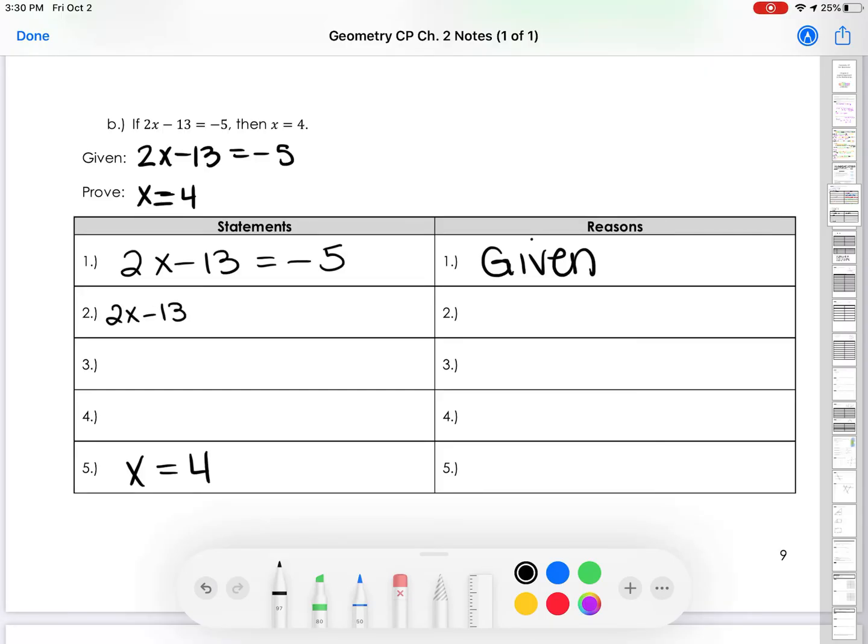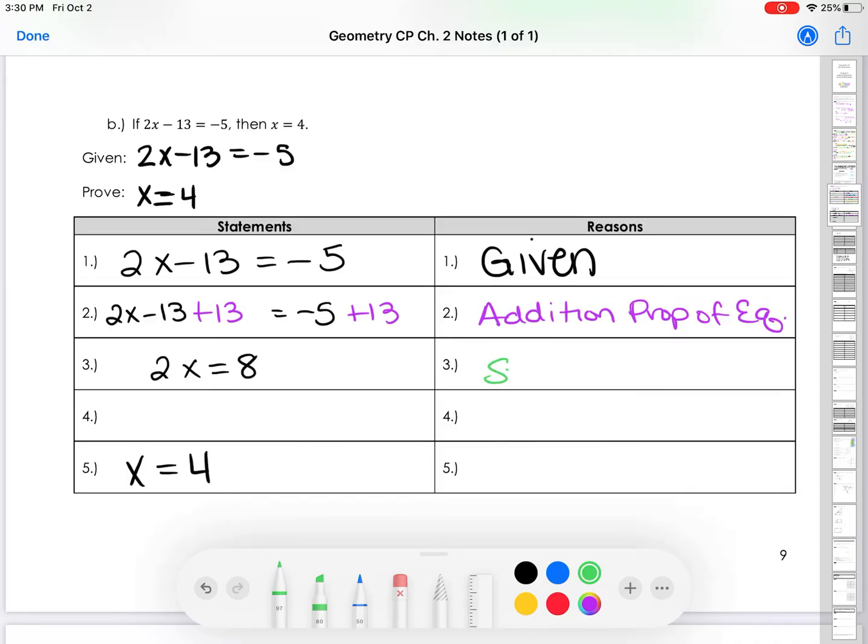So we have 2x minus 13. We have negative 5. So we're going to add 13 to both sides. And that is the addition property of equality. All right, so we're going to clean that up. So when we clean that up, the 13's cancel. That gives me 2x is going to equal 8. And when we clean up, we call that substitution.